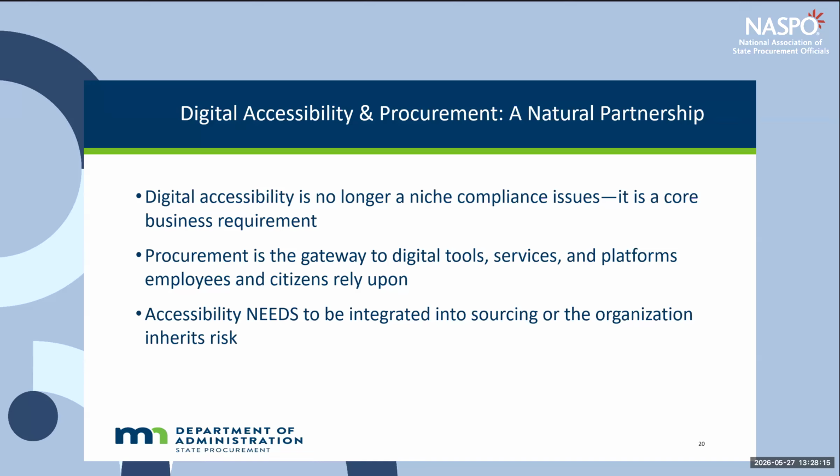It is now a core business requirement. And procurement is the gateway. We are the people where things filter through in order to get purchased. So it's digital tools, services, and platforms that employees and citizens rely upon. We have to integrate accessibility into our sourcing, or your entire organization inherits risk. And there are ways, and we're going to talk about how we use these tools wisely to make sure that we get digital accessibility with the vendors that we select and the services that we provide.